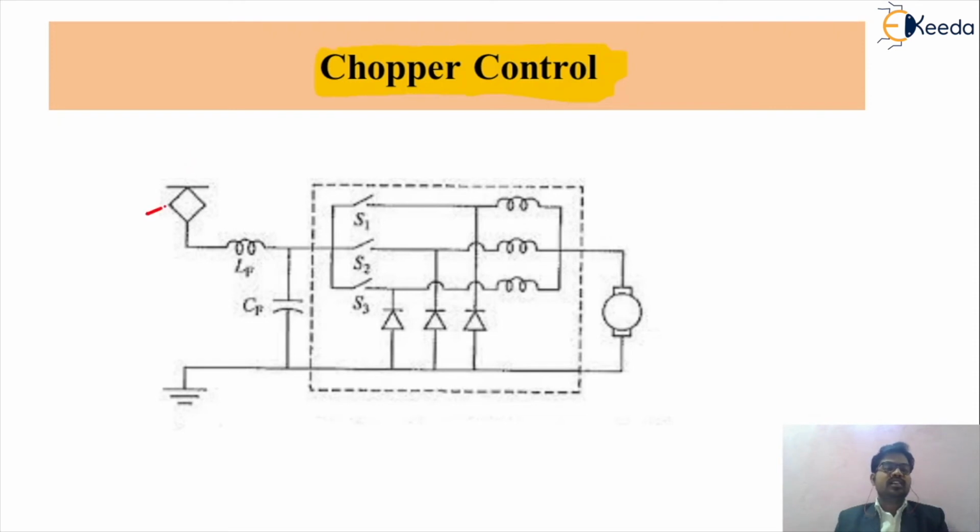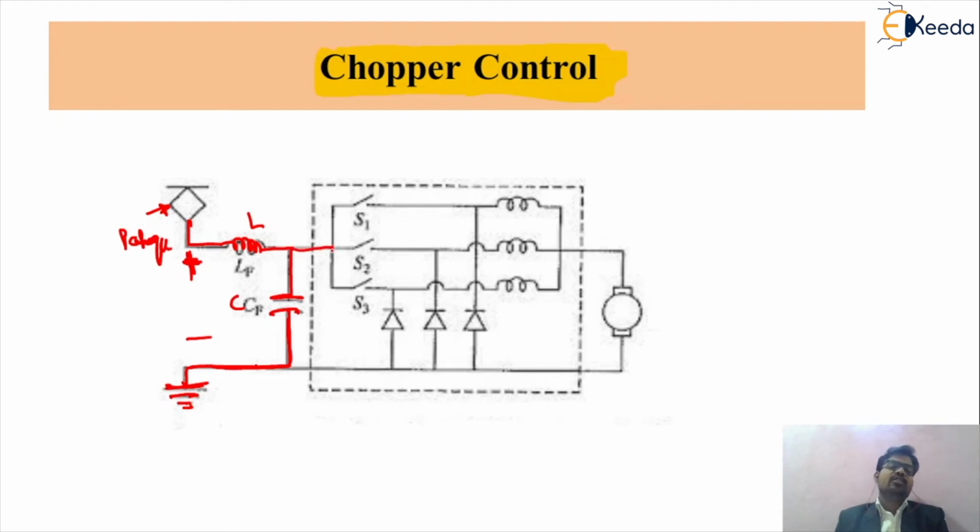As we have seen, this is the chopper control strategy. This is the current collecting device, the pantograph. This is the inductance LF. What is the purpose of that LF? We can consider that we have a DC supply which has some ripple. By means of the L and C filter, LF and CF is the filter circuit, it will remove the ripples in that DC output.